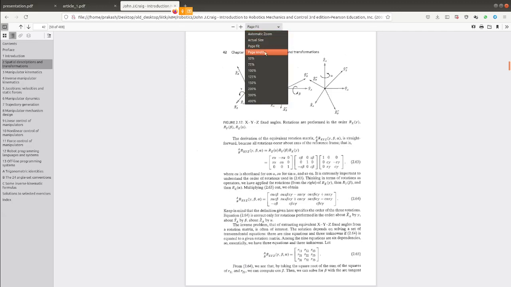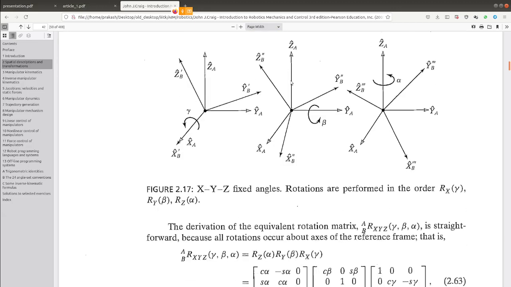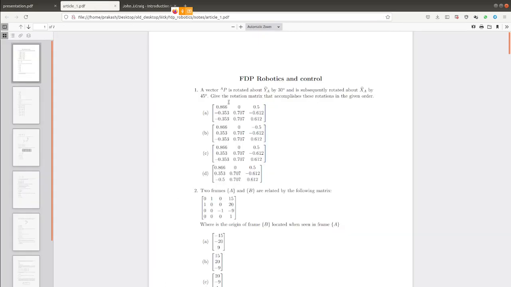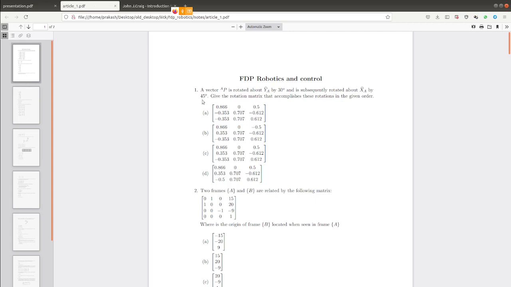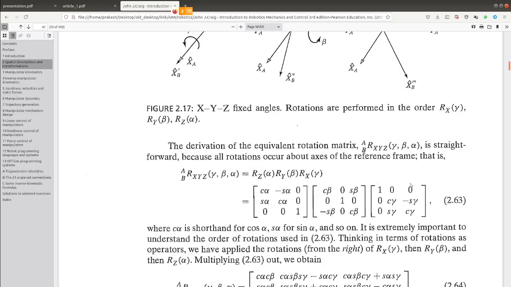Maybe looking at this we can have some idea. If I rotate with respect to the y-axis by 30 degrees, then that rotation matrix will look like this, equation number 2.63. And then I am rotating 45 degrees with respect to the x-axis. Then that rotation matrix will look like this one.